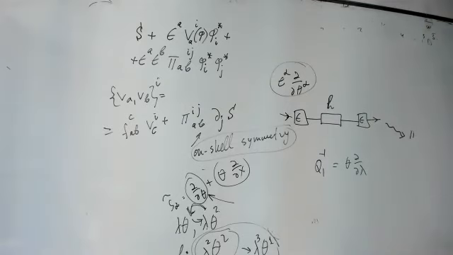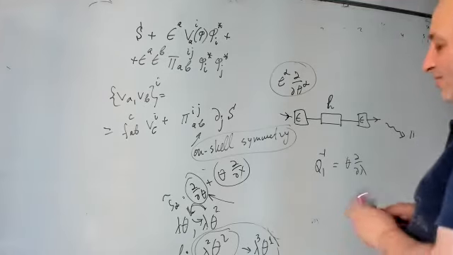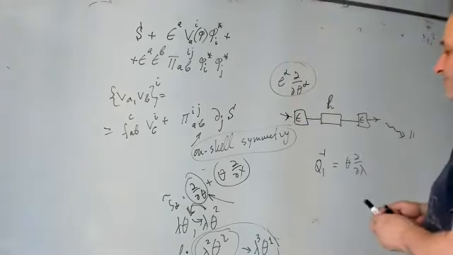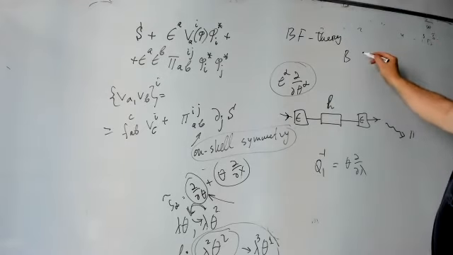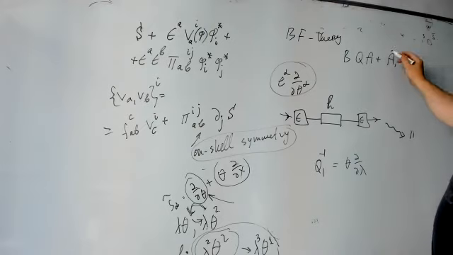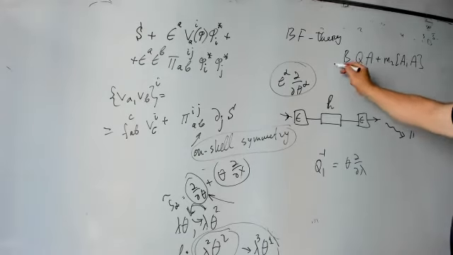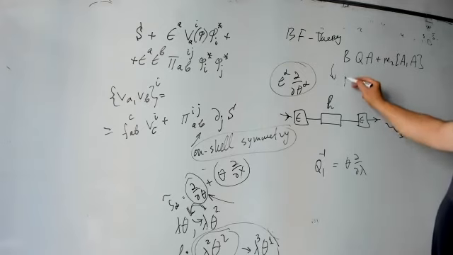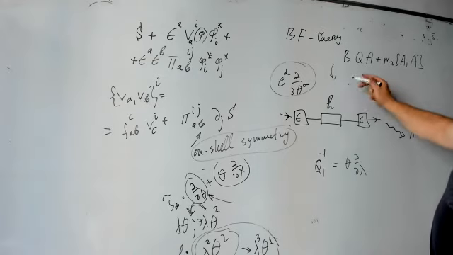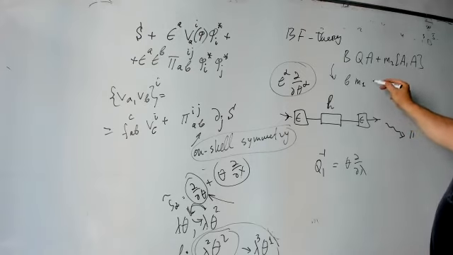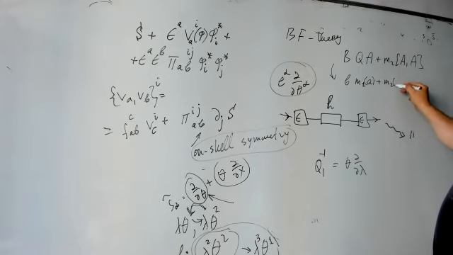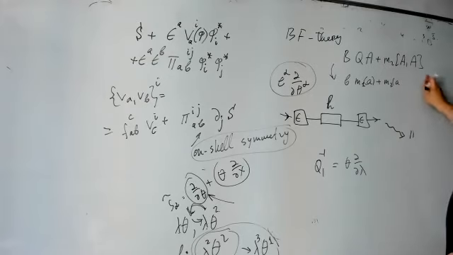Now, at the moment it was what I'd like to call BF theory, because it was B Q A plus M2 A A. And when I moved to cohomology, I got, of course, I don't know how to call it, maybe small letters, b M1 A plus M2 A plus M3 A. Okay, maybe I'll write it in this form.